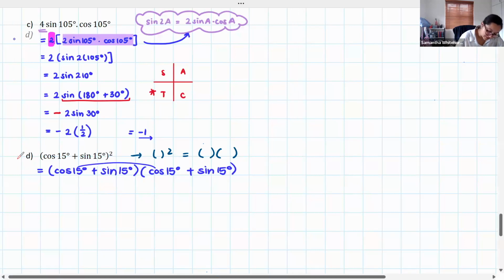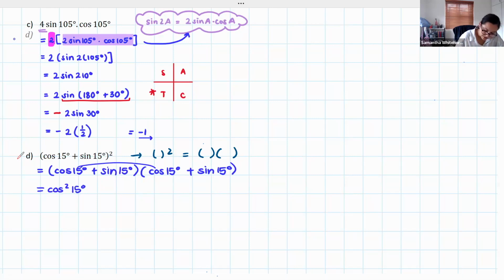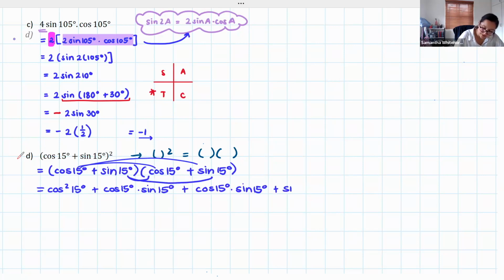So cos 15 times cos 15 gives me cos squared 15. Cos 15 times sin 15 is then just cos 15 sin 15. Sin 15 times cos 15 is exactly the same thing. And you should remember this from your algebra. Your middle terms, when you square a bracket, end up being the same. And then the sin 15 times sin 15, sin squared 15.